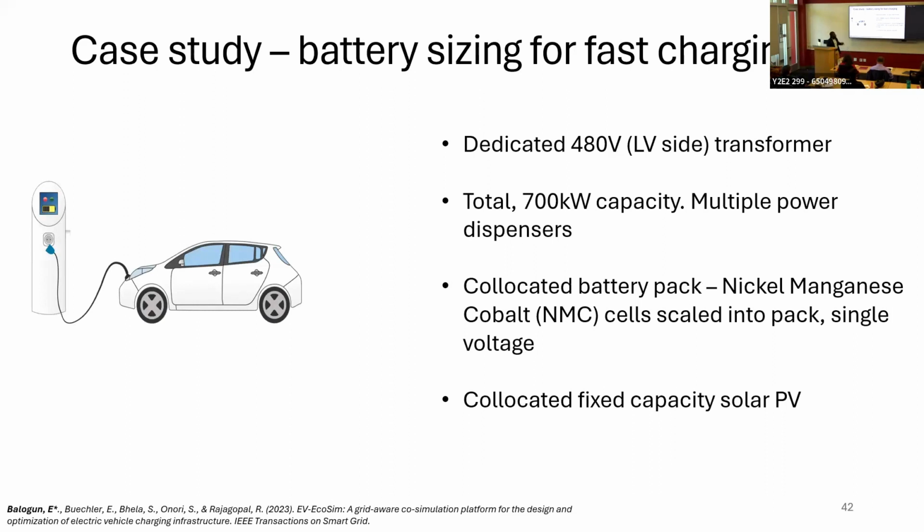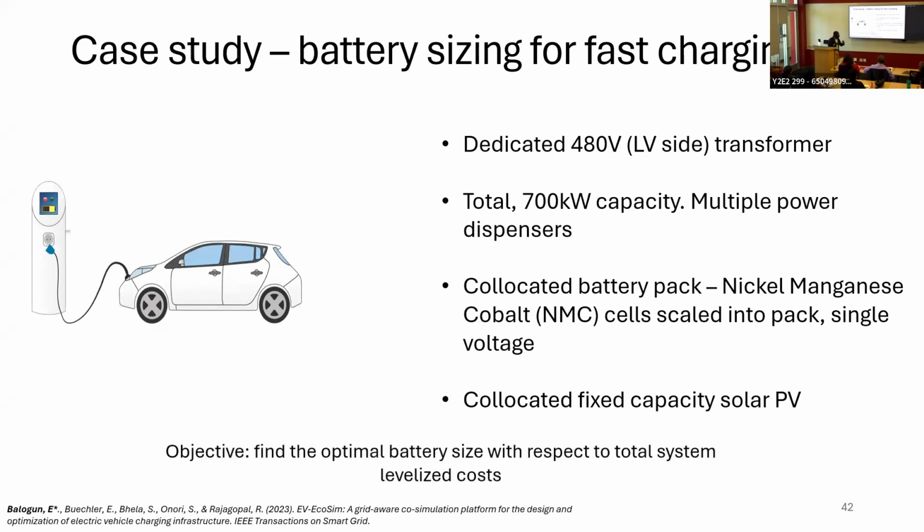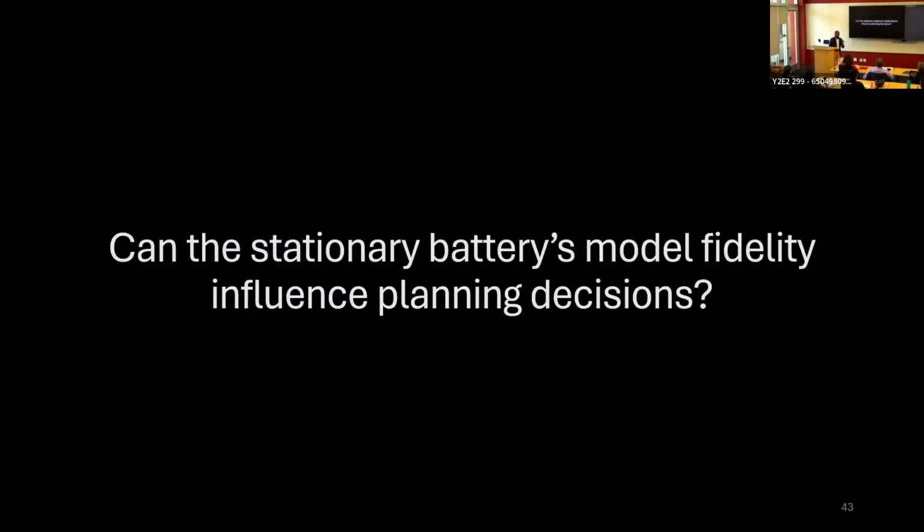And so imagine you have all these parameters right now. You know the battery type, the chemistry, so we use the NMC. And we also have a fixed 700 kilowatt capacity. And the question is, what is the most optimal battery size with respect to economic cost, which means how much money you would make. We run this problem for a couple of scenarios, and we wanted to look at how the stationary battery's model fidelity influences your decisions or your costs.